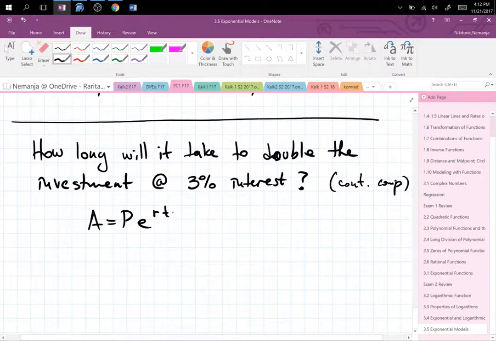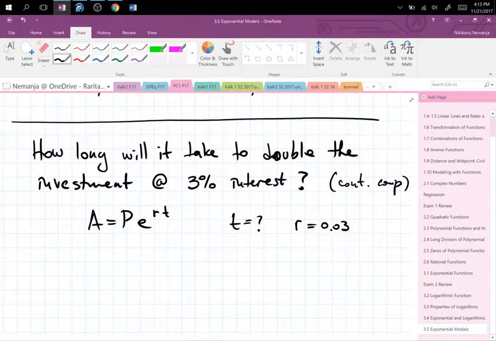If I say how long, what are we looking for? We are looking for t. Good. We don't know how much we're investing, but we know we're looking for t. Good. So t is the question mark. Now, what else do we have as information? Rate. So r is 0.03. Same like in our car example. That could be any number there. And then what else do we have as information?